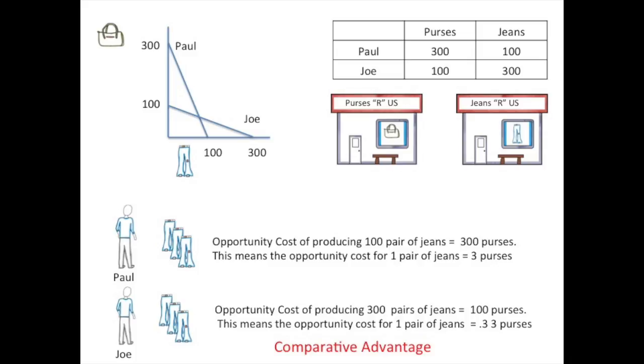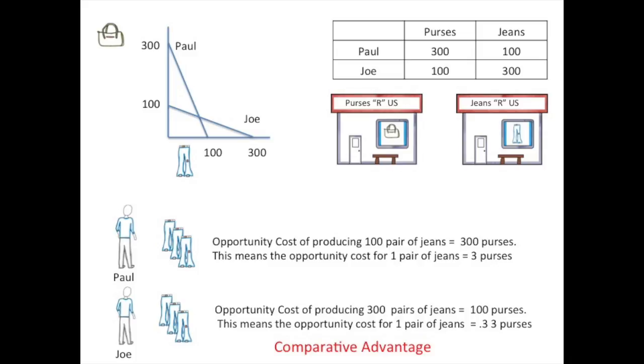Let's assume Paul is making just jeans. What would his opportunity cost be for producing jeans? To produce 100 pairs of jeans, Paul would have to give up 300 purses. In order to calculate the opportunity cost for producing just one pair of jeans, you need to divide each side by 100. Therefore, the opportunity cost for Paul to produce one pair of jeans is 3 purses.